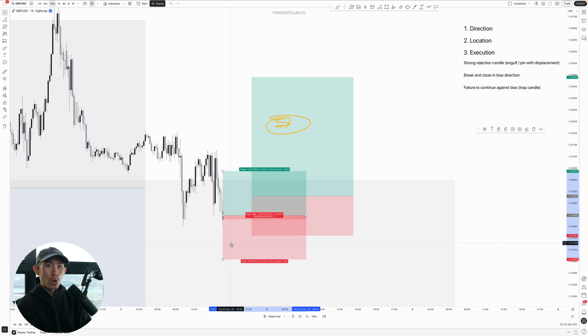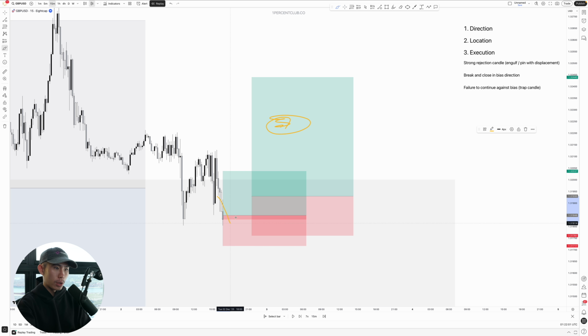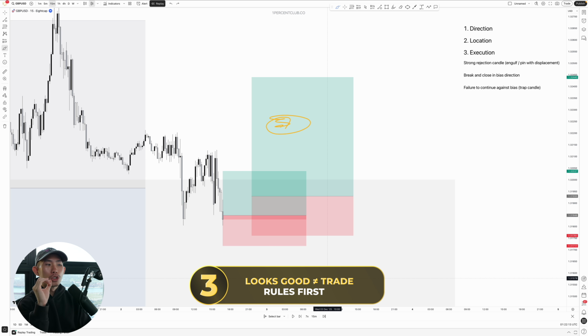You always wait for your confirmation candle. Because if you do this, what happens is that if you don't get a confirmation, price can just continue collapsing and it will get stopped out. Once again, unnecessary loss that could be avoided if you were a little bit more patient and you wait for your confirmation candle. And number 3, I don't enter just because price looks good.